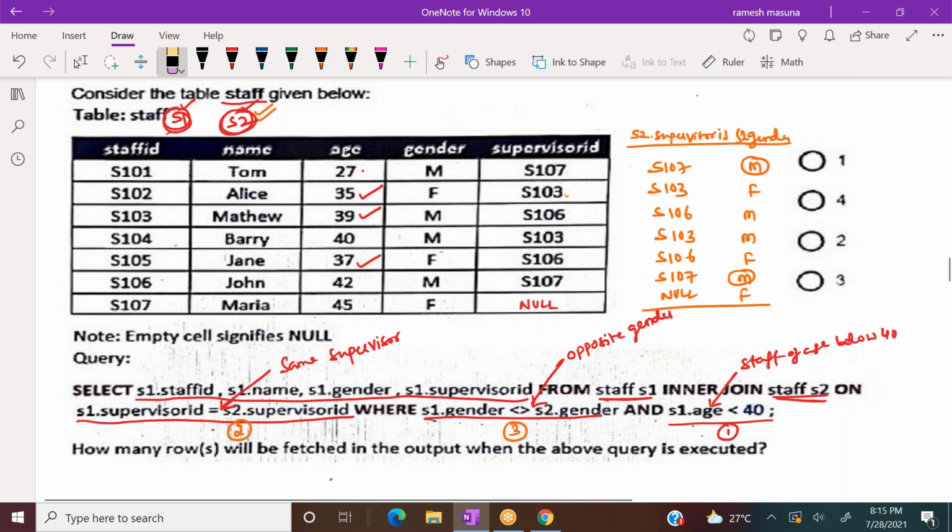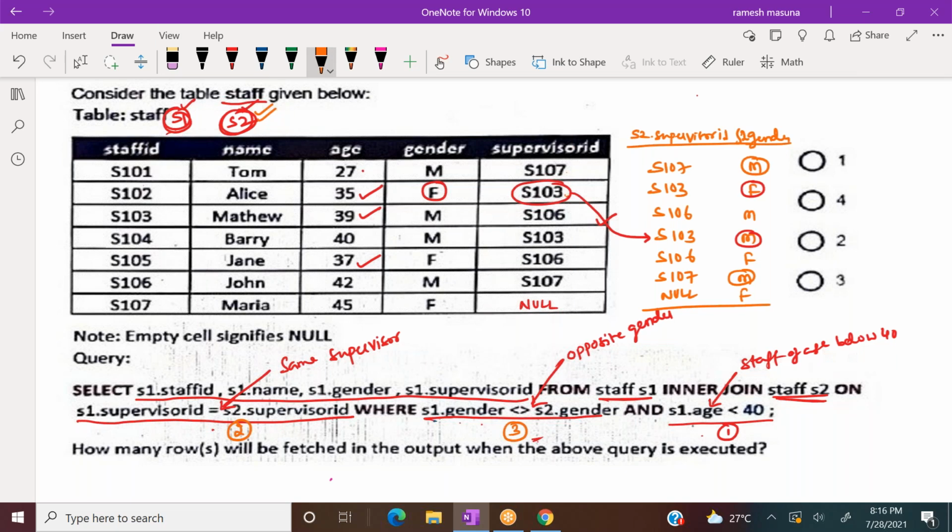Okay, done. Next, Alice, you check it. Alice S103 is matching with S103 and also S103. And what is the third condition? Gender should be opposite. Now gender of Alice is female. It is female, incorrect. It is male, female and male is correct. Opposite gender, correct. Because opposite gender is there, this combination is incorrect. That one combination is correct.